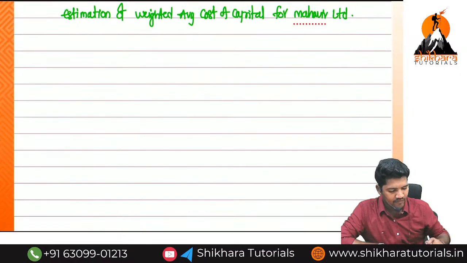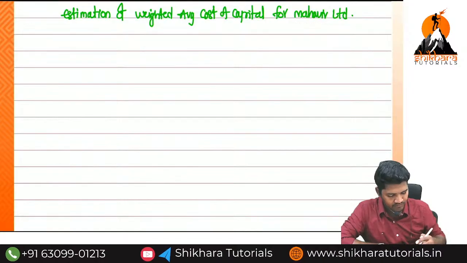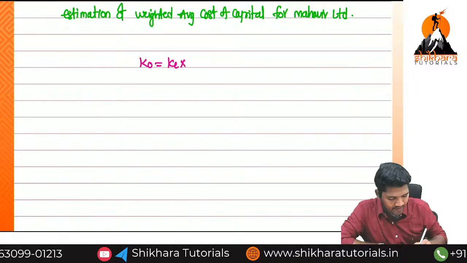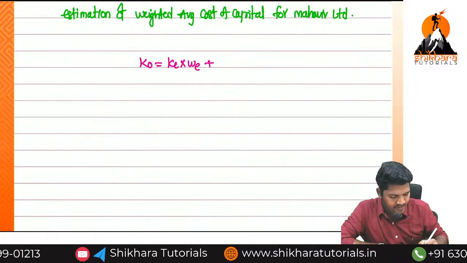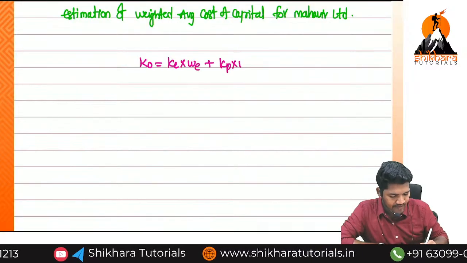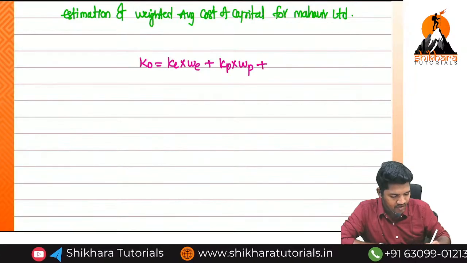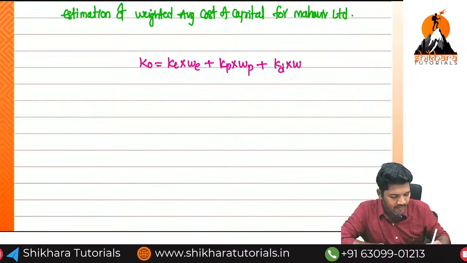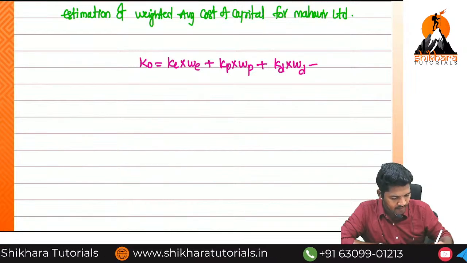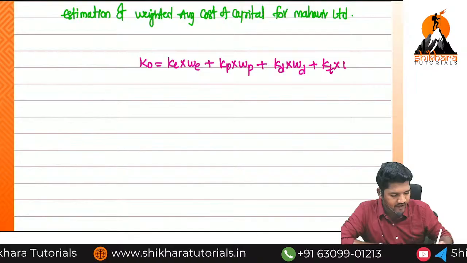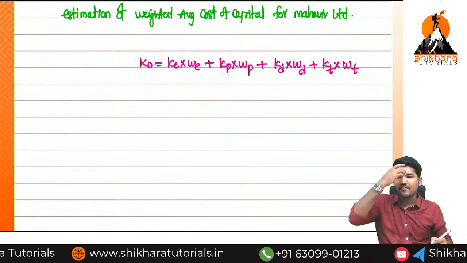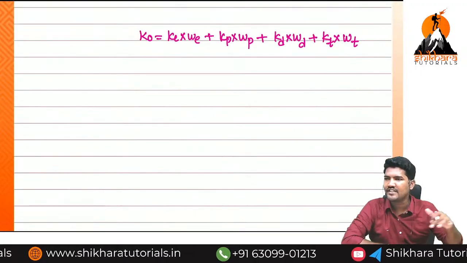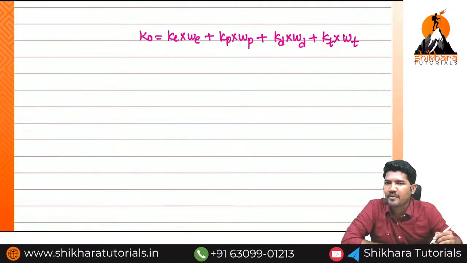Now write down the direct formula. KO equals cost of equity into weight of equity plus cost of preference into weight of preference plus cost of debenture into weight of debenture plus cost of term loan into weight of term loan. This is the way to calculate KO, right? Now we have to do working notes for each and everything. There is no direct information.